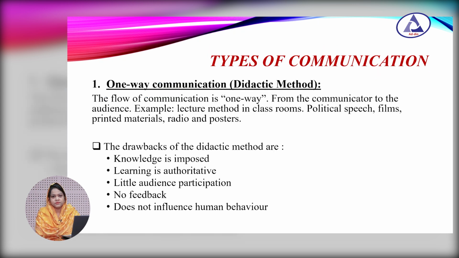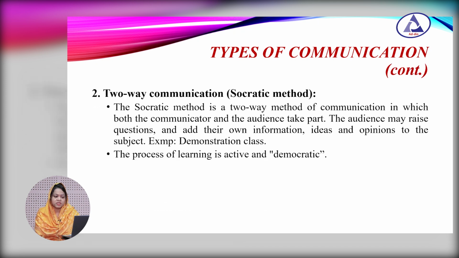Now let's discuss the types of communication. The first type is one-way communication. In one-way communication, the flow of communication is one way, from the communicator to the audience. Knowledge is imposed, learning is authoritative and there is no feedback, like a lecture class. And in two-way communication, communication takes place between both the communicator and the audience, and the audience may raise questions, add their valuable information, opinions and ideas. An example is a demonstration class.